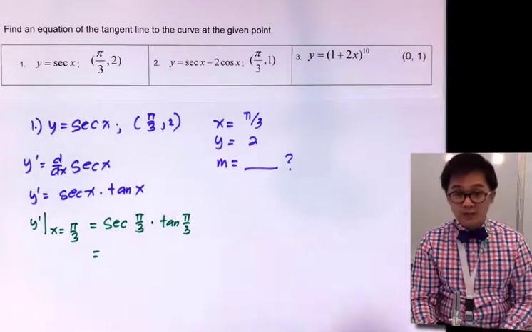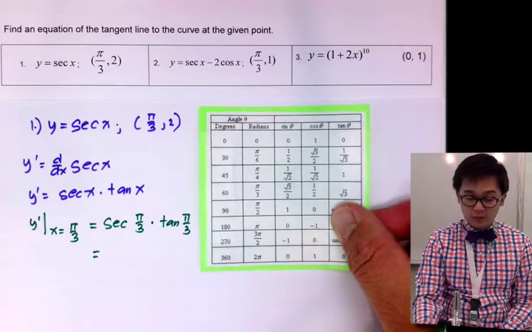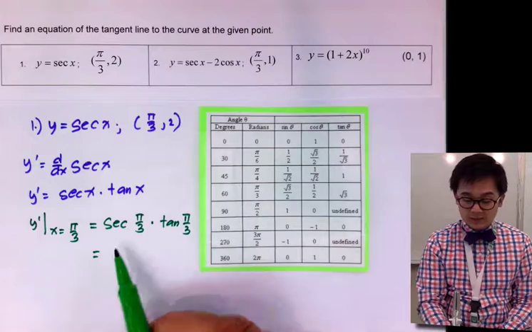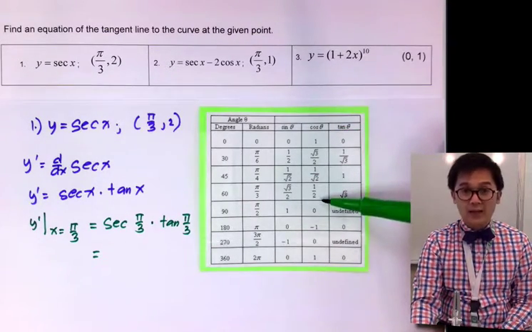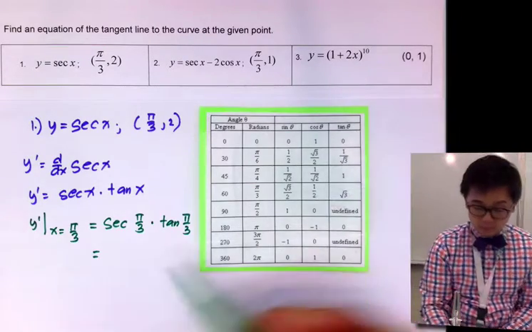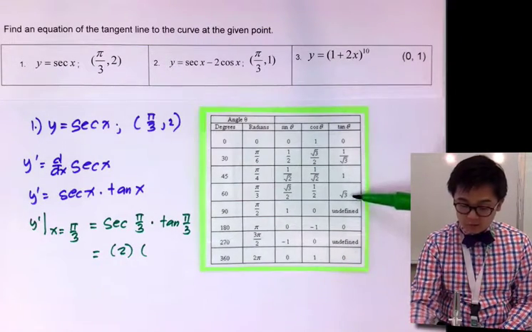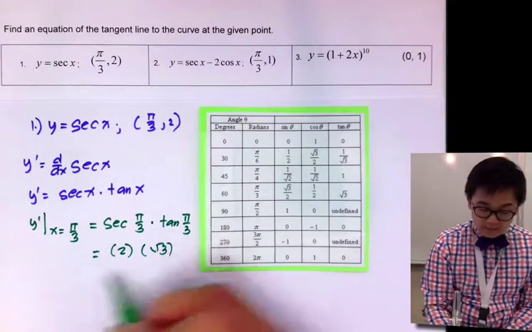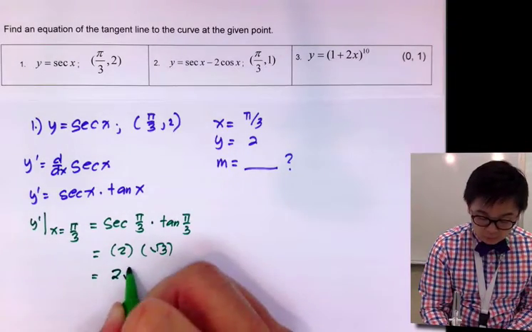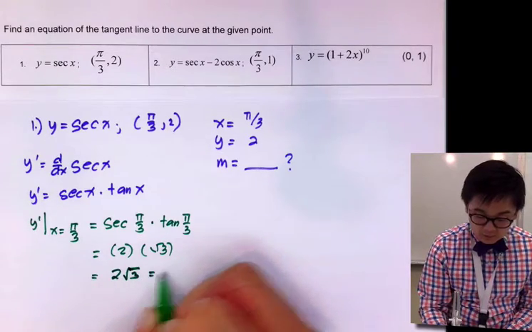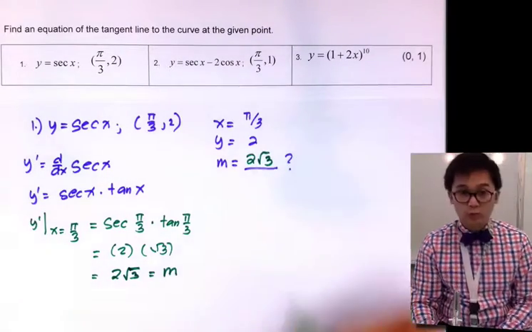At this point in the game, you need to know the values of your unit circle to be able to find the values that we're looking for. We have sine, cosine, tangent, and secant is the reciprocal of cosine. So we'll look at cosine pi over 3, which is 1/2, and get its reciprocal, which is simply 2. So we have 2 right here, multiplied by tangent pi over 3, which is square root of 3. And this is now the value of our derivative evaluated at pi over 3, which is 2 square root of 3, which is also our slope.